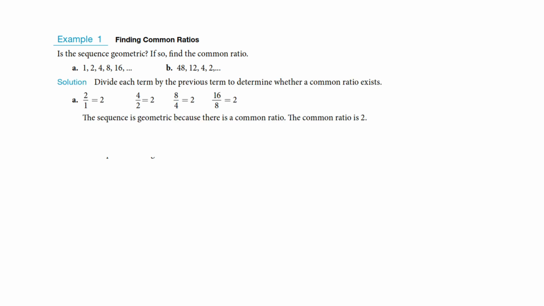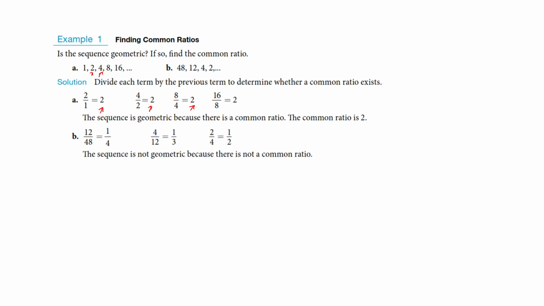So for A here, I'm taking the second iteration, and now instead of subtracting it from the first like we did with arithmetic, we're dividing it by the first, and we get a value of 2. Now we move to the third iteration and the second. 4 divided by 2 gets me 2. 8 divided by 4 gets me 2. So what we're seeing here is that this common ratio is the value which we keep multiplying each successive iteration by in order to create the sequence.